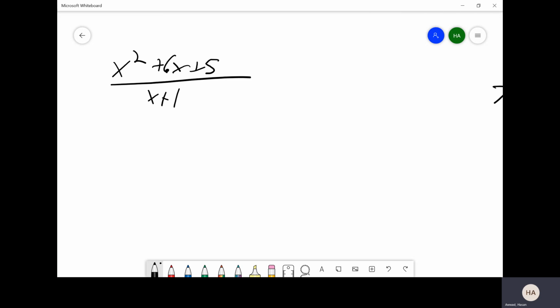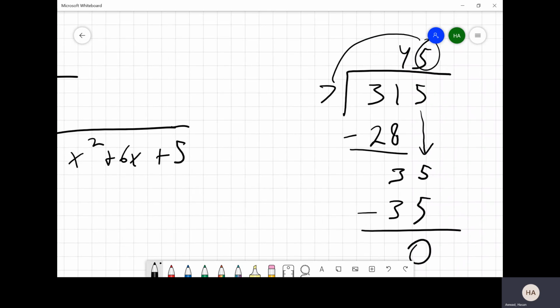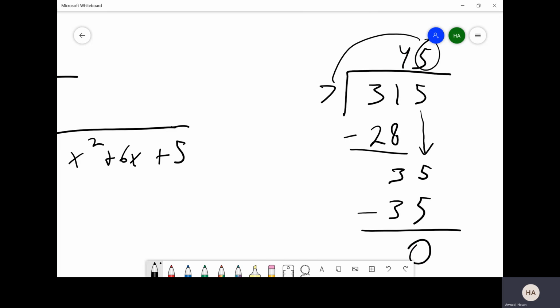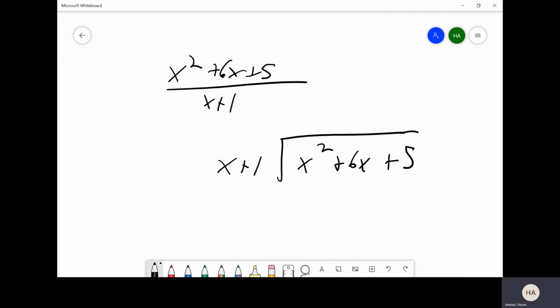Solving this by long division means I'm going to take my divisor, put it on the outside of the box, and on the inside of the box I have x squared plus 6x plus 5. So what was our first step here? Your first step for long division with numbers is you're looking to see if your divisor can go into your first number, right? And we established that in this case you couldn't. But let's look over here.